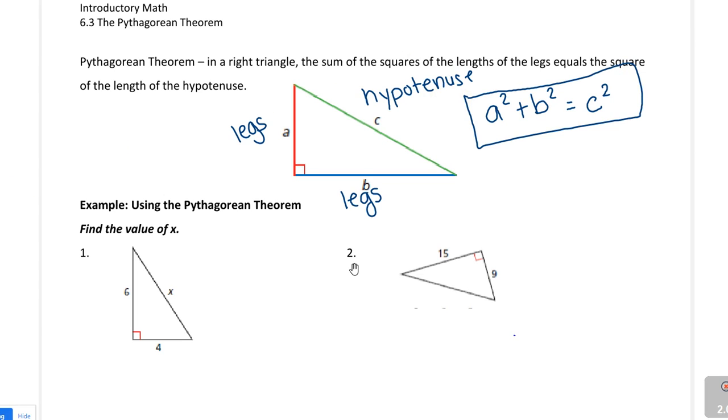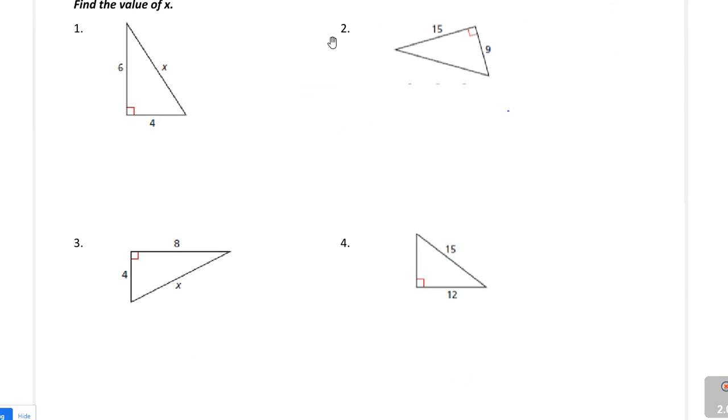So let's look at some examples. We have a right triangle here. We have a side of 6, a side of 4, and both of those are our legs, and we need to find x, which is our hypotenuse. So write out the formula: a squared plus b squared equals c squared, and substitute in a and b and x for c. So we're going to have 6 squared plus 4 squared. That's going to equal our c squared.